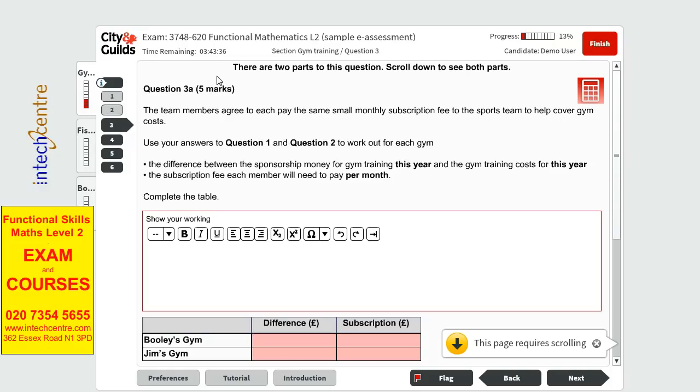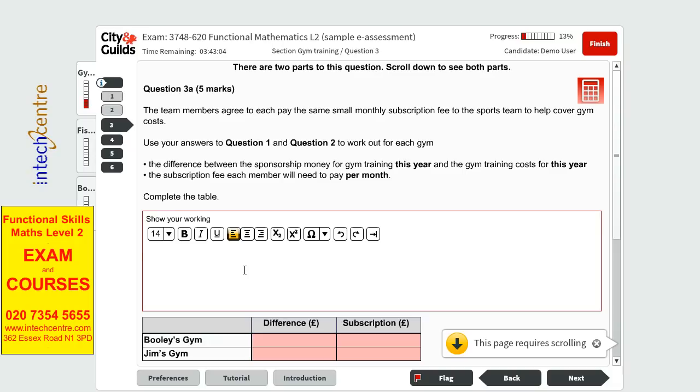Right, next question is question 3a. The team members agree to each pay the same small monthly subscription fee to the sports team to help cover gym costs. Use your answers to question 1 and 2 to work out for each gym the difference between the sponsorship money for gym training this year and the gym training cost for this year. So this one, it's a bit confusing, so make sure you read carefully what they're asking of you. We'll start with that and then we'll go back to the subscription fee.